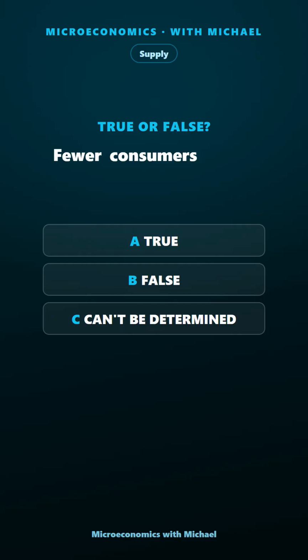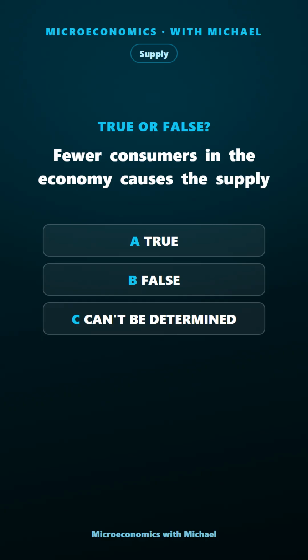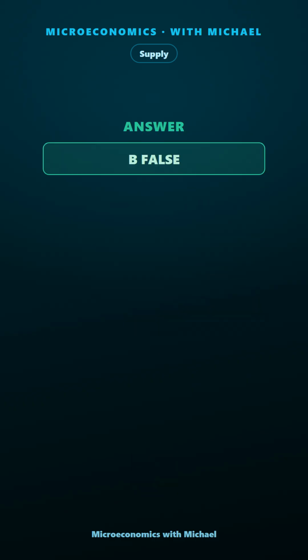Fewer consumers in the economy causes the supply curve to shift right. True, false, or can't be determined. The answer is false. Incorrect.